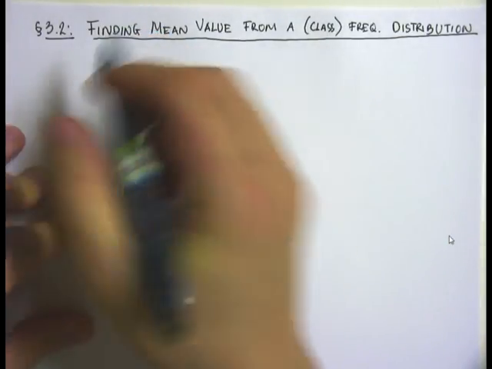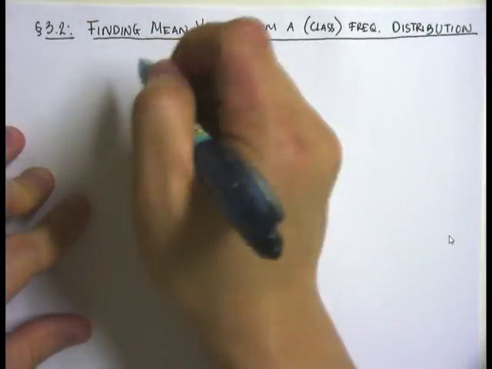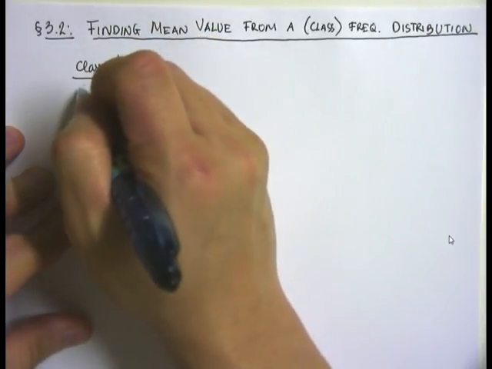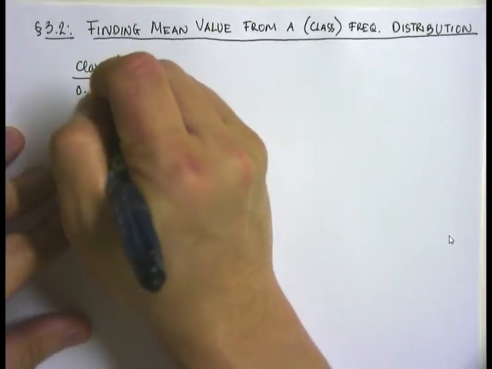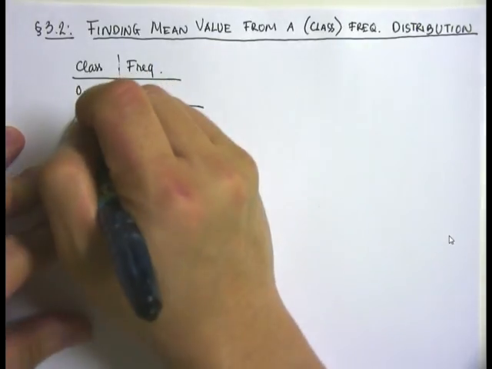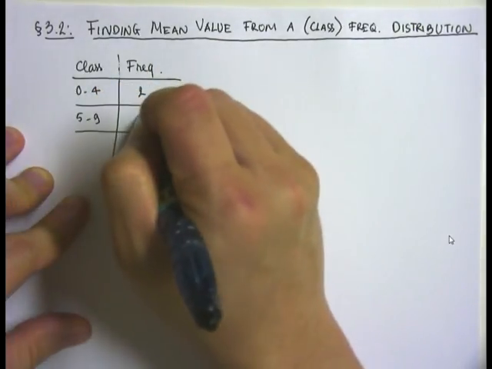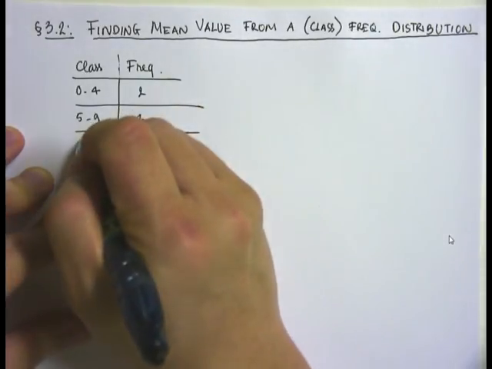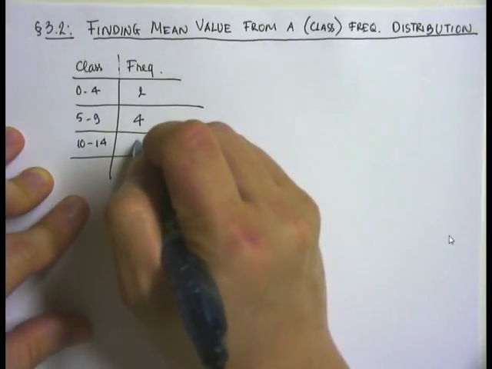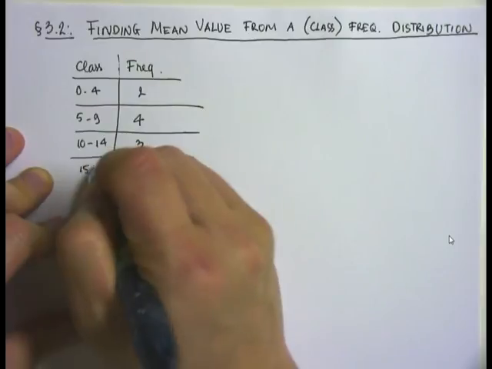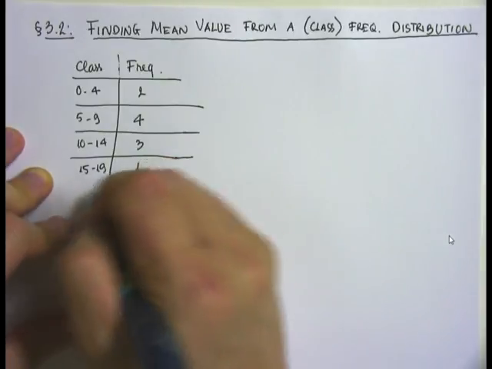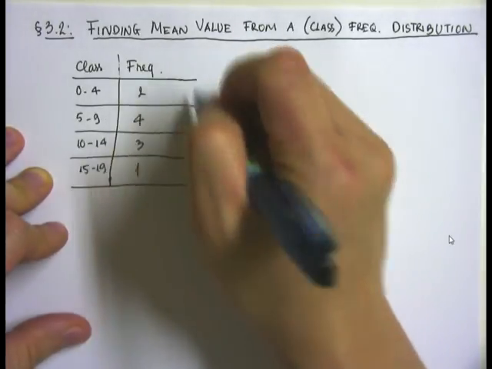Suppose I give you, and you don't even have to worry about the data set that I have on the sheet for you, but here let's imagine that we have a class frequency distribution. Say I have a class from 0 to 4 with frequency 2, and I have 5 to 9 with frequency 4, and 10 to 14 with frequency 3, and then 15 to 19 with frequency 1, for example. Okay, so this is my class frequency distribution.